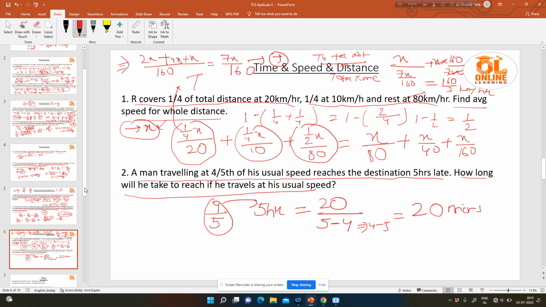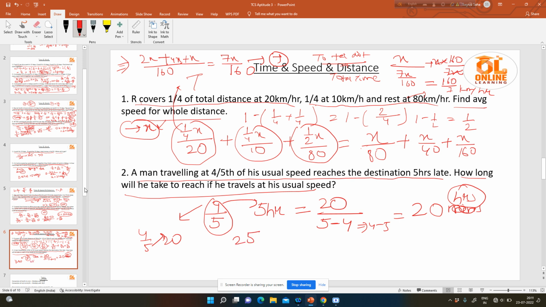And if they say to find the time after being late, sorry, this would be 20 hours. If they say to find the time after being late, then we have to again write 4 by 5, 20. We have to multiply the time with the denominator, that would be 25.